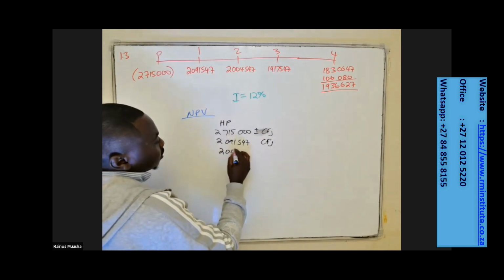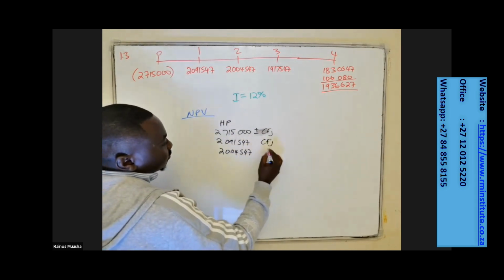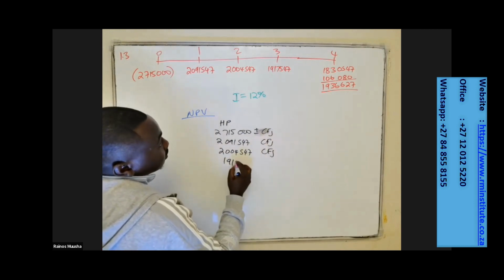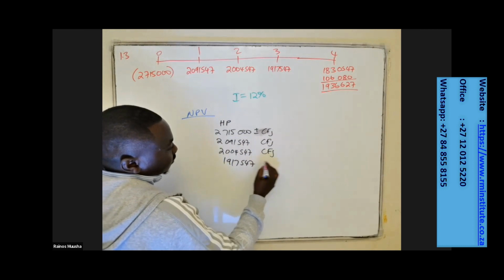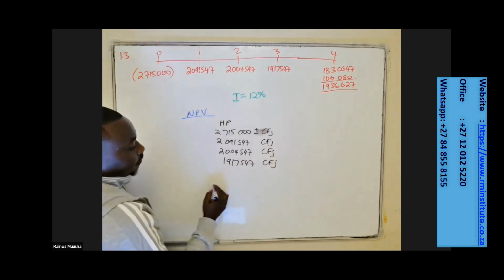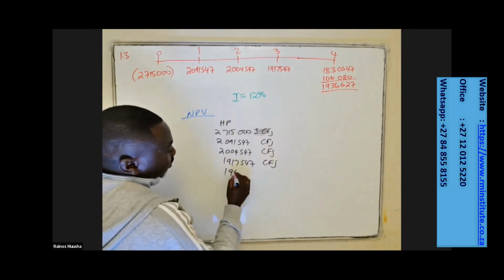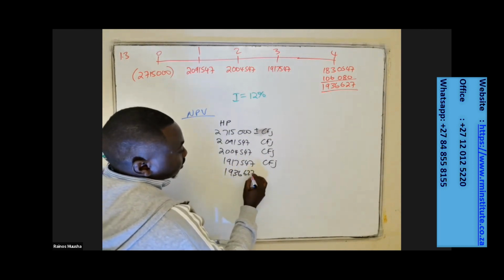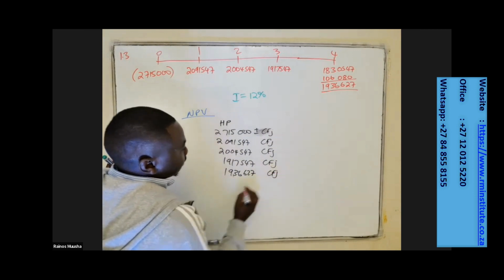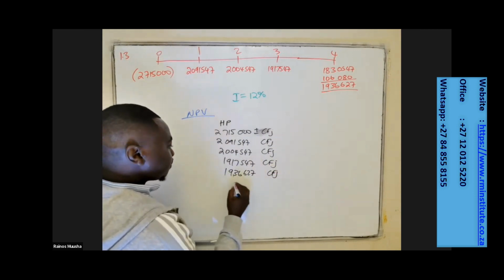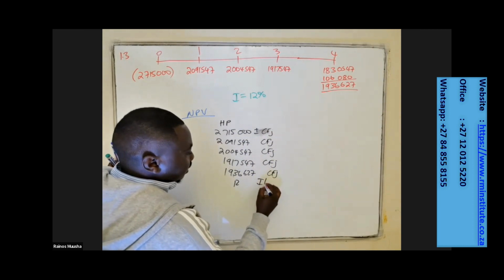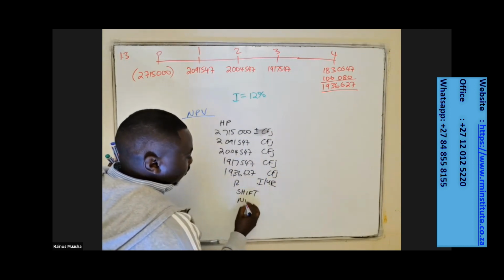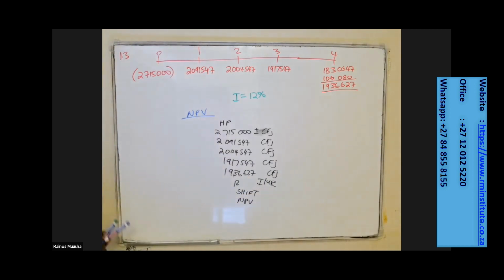Then 2,004,547, you press CFJ, and then 191,547, then you press CFJ, then 191,547, 1936 627, and then you press CFG. Then after that, you're going to say 12, you press the interest per year button, then shift, then you look for the net present value.